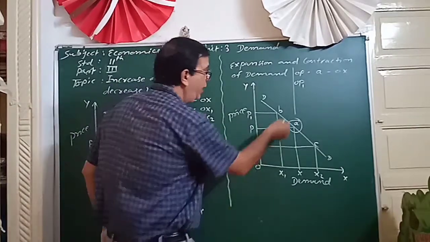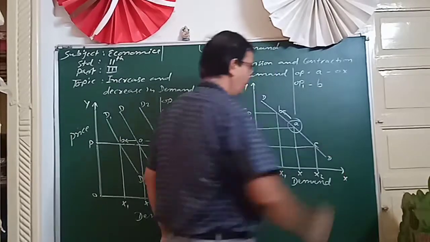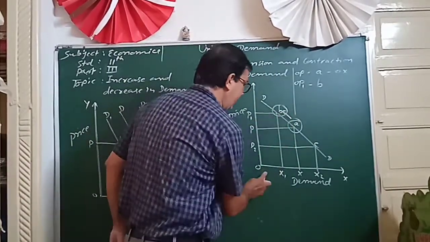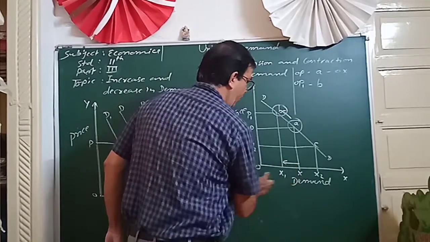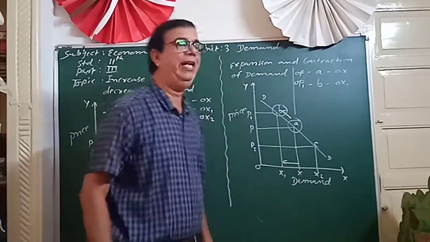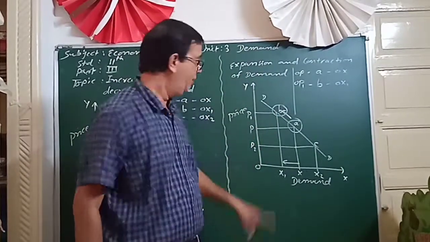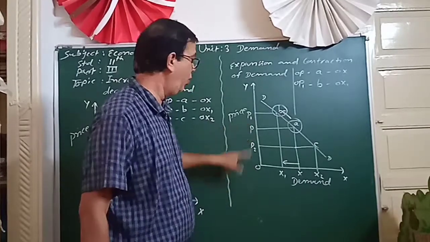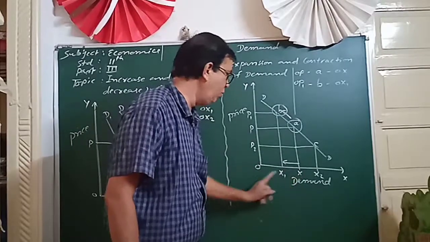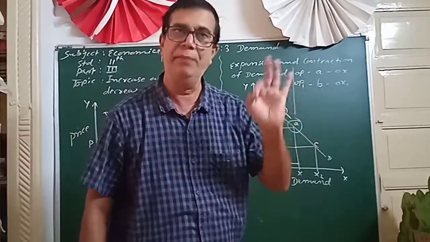At that time, the equilibrium point shifts upward and becomes B. At equilibrium point B, demand decreases from OX to OX1. So this is known as contraction of demand, because your price increases from OP to OP1, so demand decreases from OX to OX1. So this is the contraction of demand.